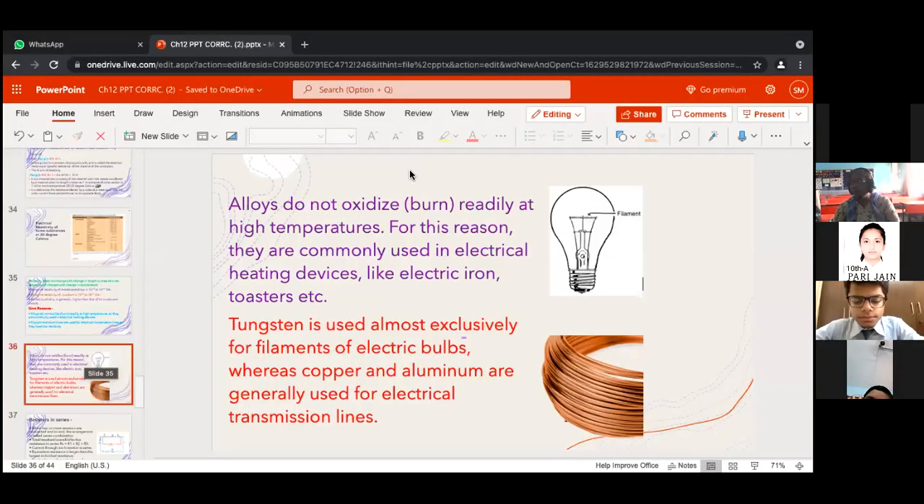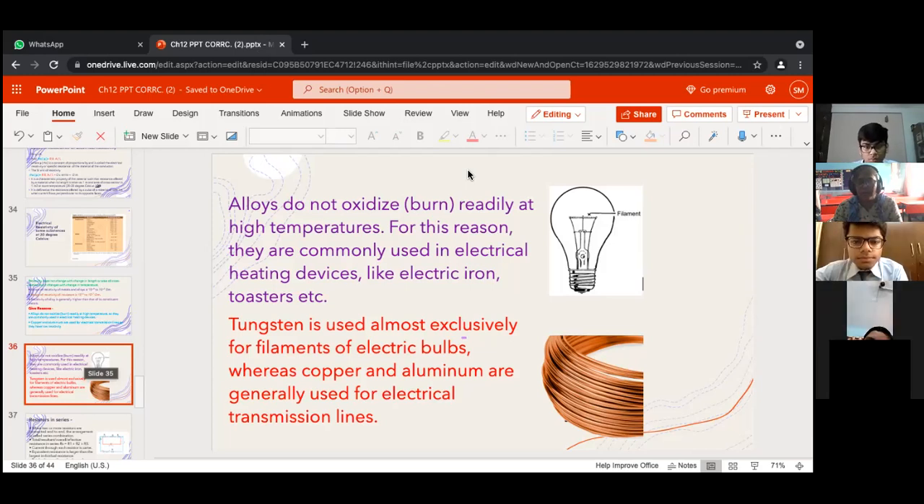One more thing we will learn here is that tungsten is used almost exclusively for the filaments of electric bulbs. Why is it used for filaments of electric bulbs? Because it is a good conductor. Yes. Tungsten has a property, children: it is a type of metal which glows at high temperature. When current flows through it continuously, it glows at high temperature, right? So that is the property. And the second property is that tungsten does not melt at very high temperature. It has a melting point of about 3300 degrees Celsius. So that's why we prefer to use it.